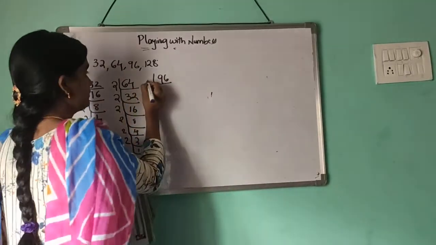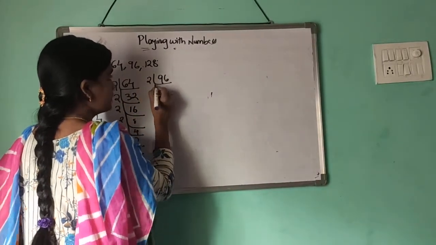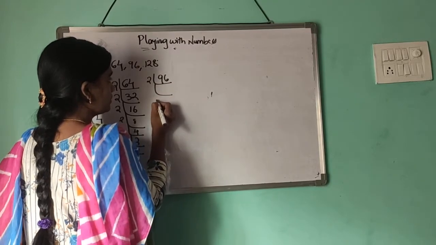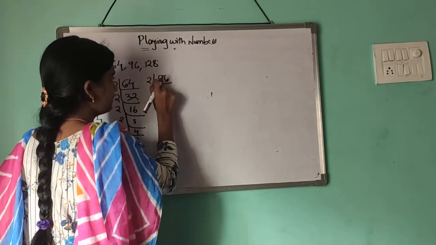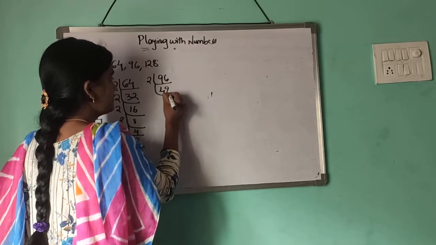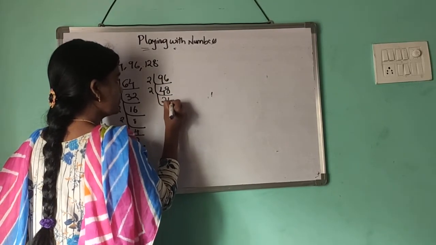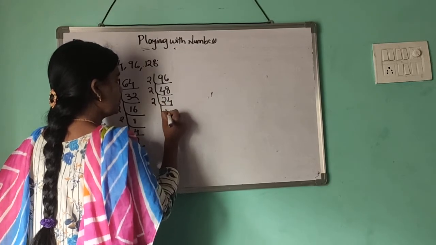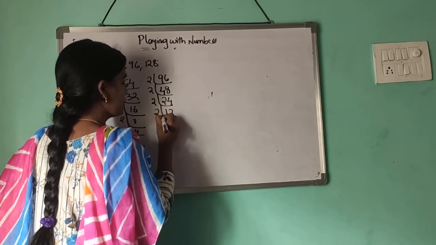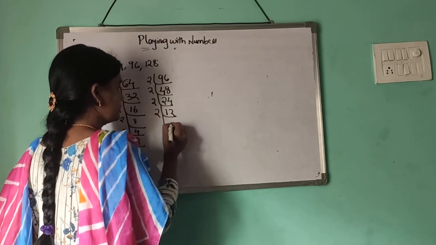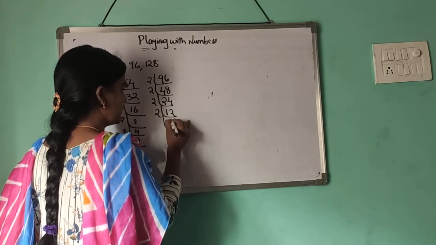So coming to 96. In this table we also take the 2 table. 4 2s are 8, 1 is there, 16. 8 2s are 16, 2 2s are 4, 4 2s are 8, 1 2s are 2, 2 2s are 4. 12 means how many? 6 times.